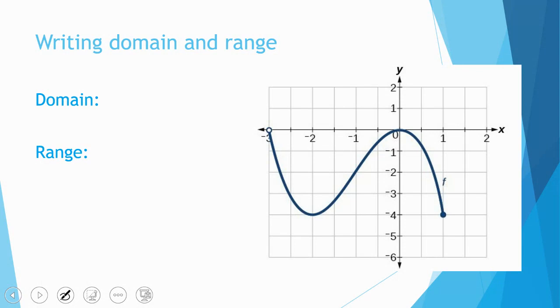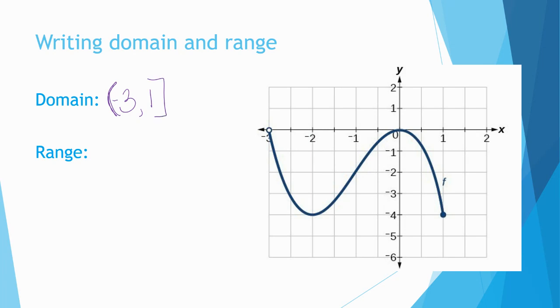Here's another one. This one is finite. It's got some definite endpoints there. So we're going to write the domain and the range. I'm going to start at my left. I see that the graph starts at -3, but it doesn't exist there. So I'm going to use a parenthesis. And then I can see that it goes to the right till it gets to 1, where the graph does exist. So I'm going to use a bracket.